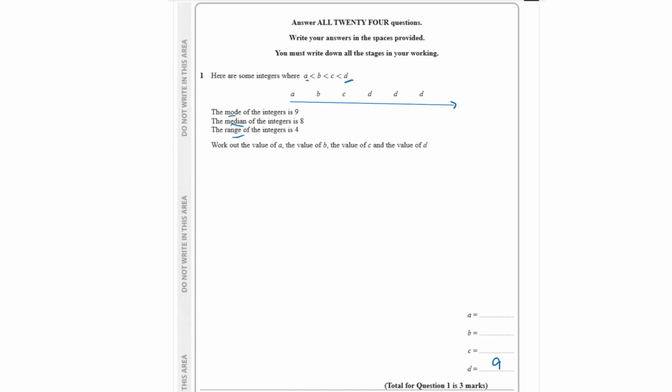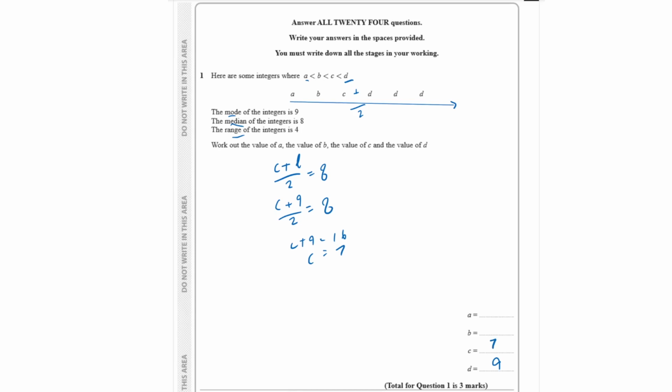The median of the integers is 8. When you have an odd amount of elements, you take the middle element, but since this is an even amount, we find the sum and divide by 2. c plus d divided by 2 is equal to 8. Since we already have d, just input it into the equation and we find what c is. So c plus 9 is equal to 16. c is equal to 7.